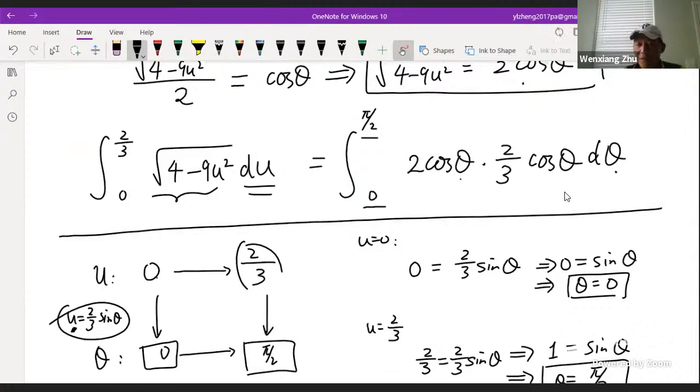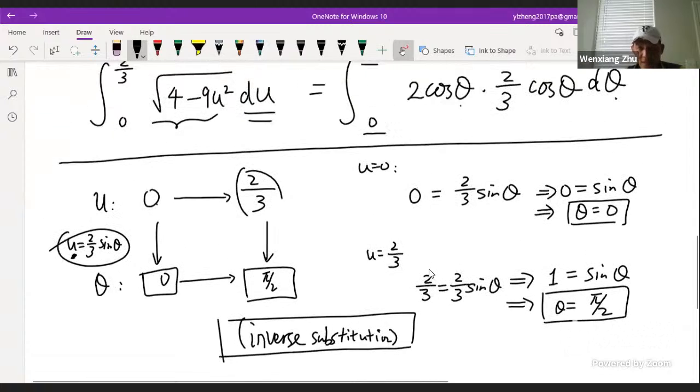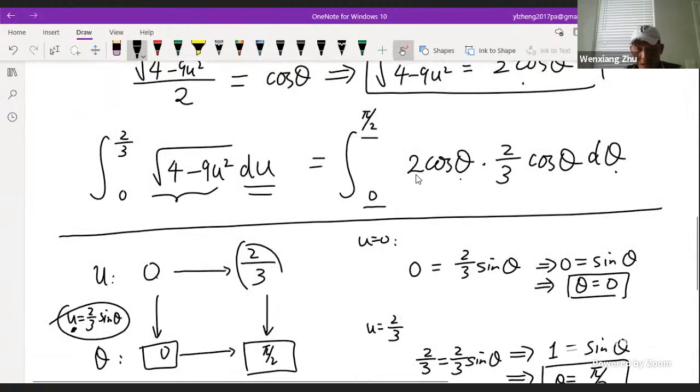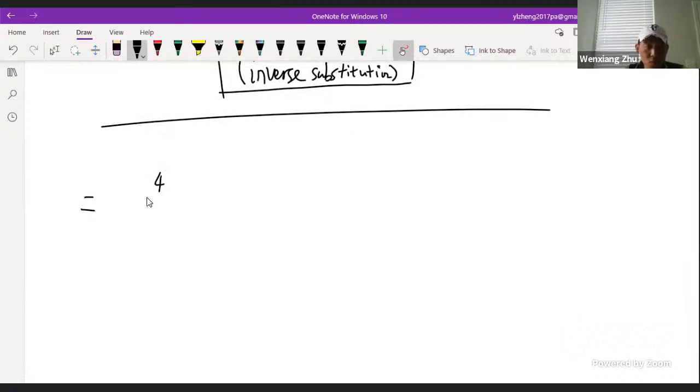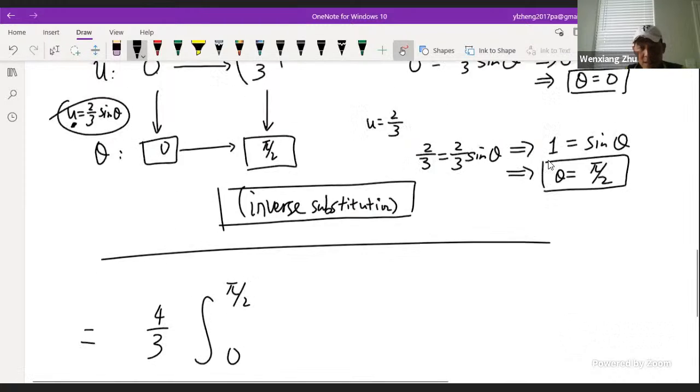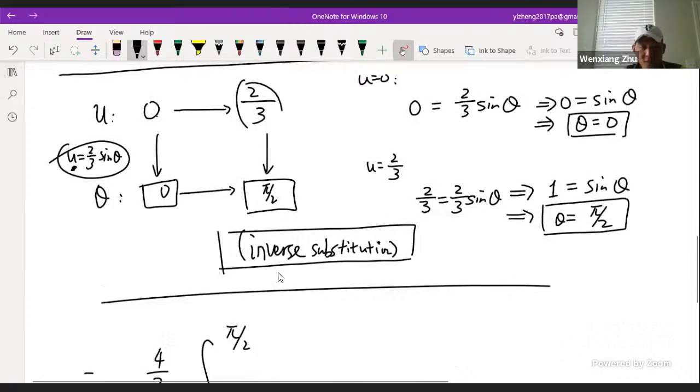And that's the reason why 7.3 comes after 7.2. We know how to deal with integration of trig functions now. So let's just simplify that and integrate this out. 2 times 2/3 gives me 4/3, pull that out. 0 to pi over 2. And what's left is cosine squared theta.